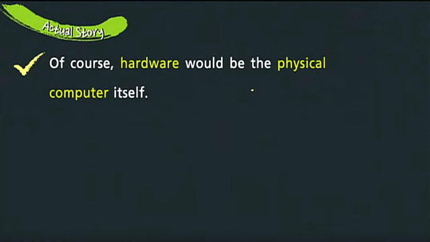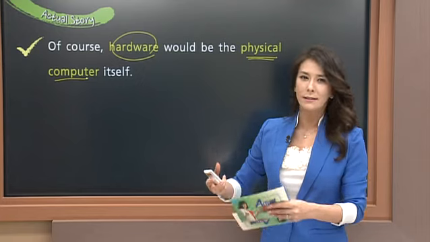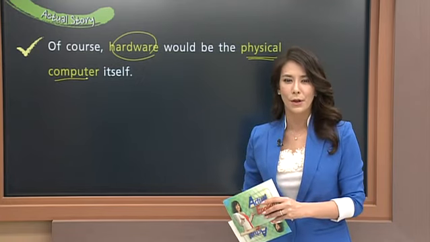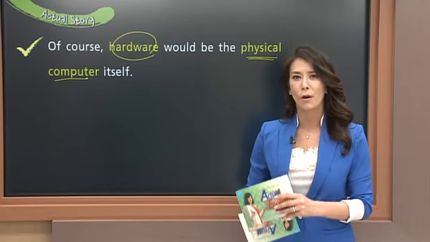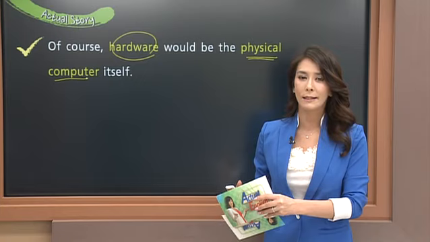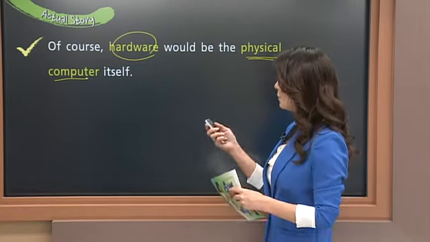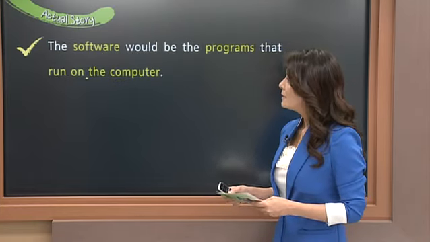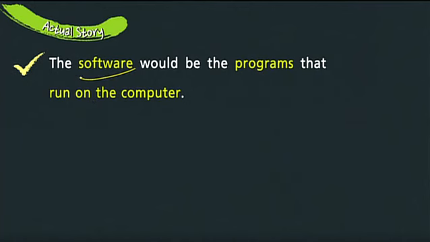He says, of course, hardware would be the physical computer. He has given us some examples. He said it's basically the physical computer, and he said the circuits and all those things inside the computer. We were talking about CD-ROMs and monitors and printers, how they are all devices as well, and they are considered hardware. Okay, moving on to the next part. He says the software would be the programs that run on the computer.